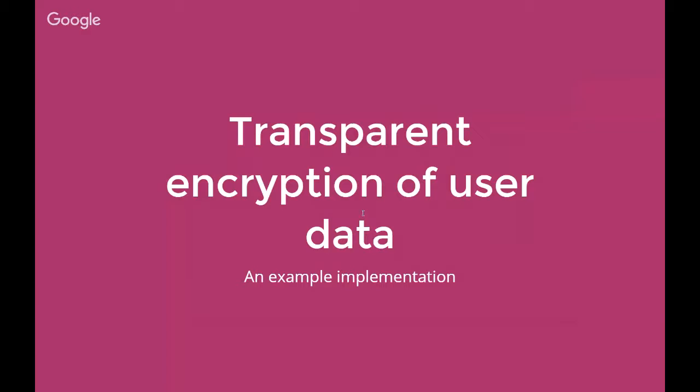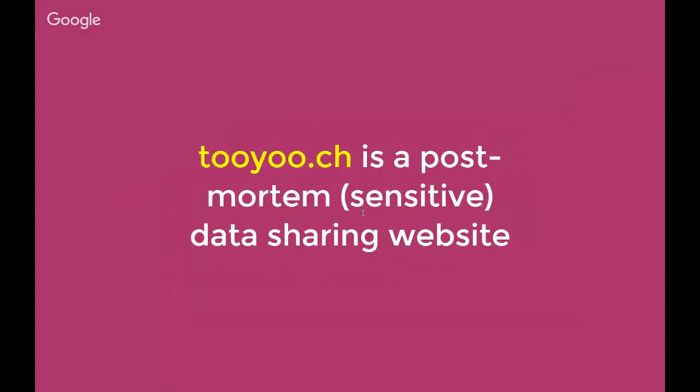So I'm going to tell you about transparent encryption of user data, of a project we are working on in Lausanne. The project is 2u.ch. It's a platform that allows you to put information about what others need to do after you die. Like if you want to be cremated or buried, if you have any specific wishes after your death, choosing the color of your coffin, flowers, stuff like that.